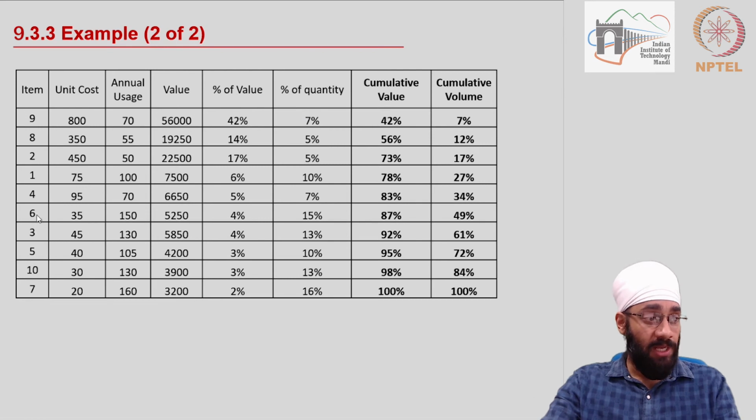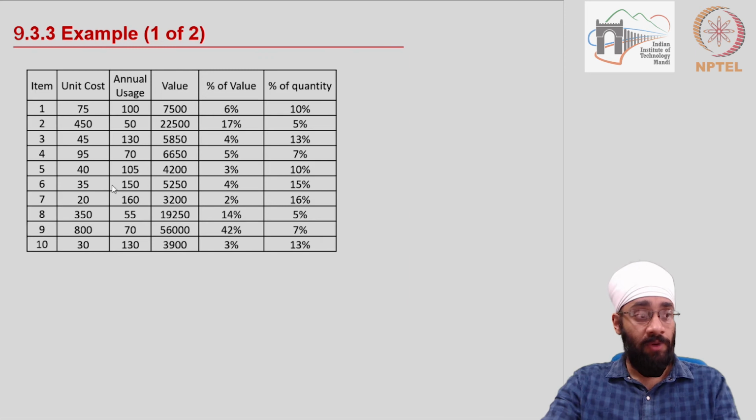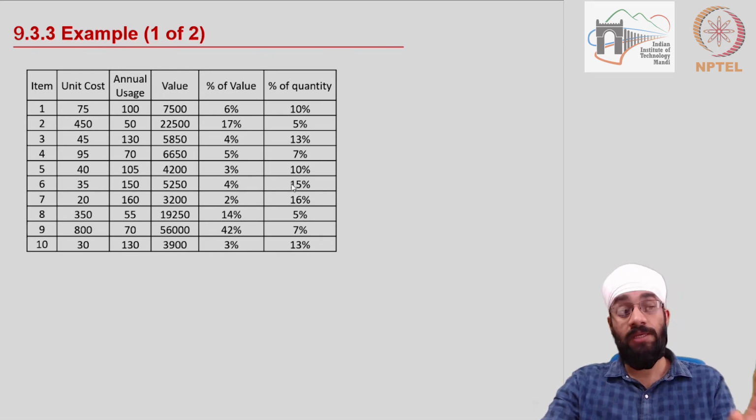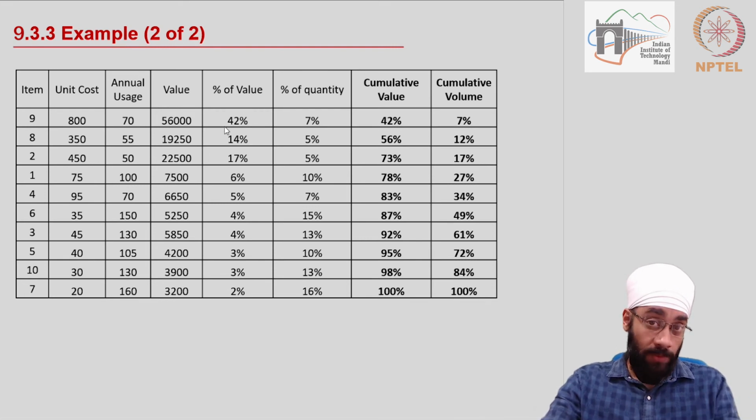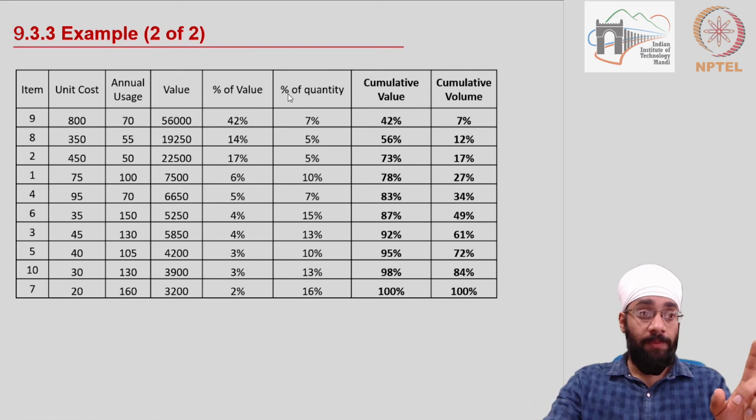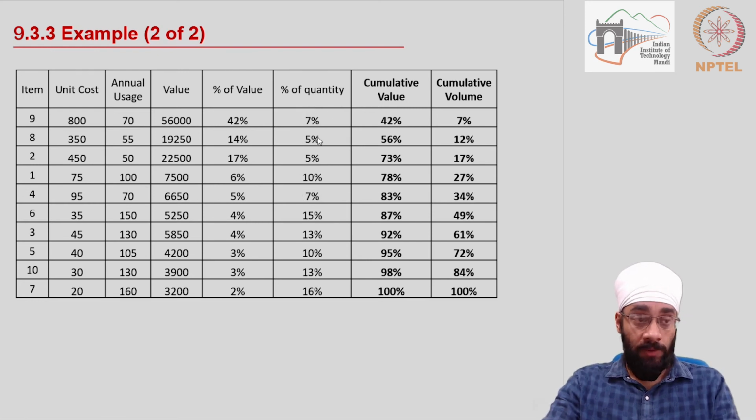Let's do another check. Let's say item 6, 4% of value and 15% of quantity. Item 6, 4% and 15%. So all I've done is just in the Excel sheet organize this better so that the stock items which contribute most to the total money, total amount blocked in the stock come at the top. And the percentage of quantity is being shown as it is. We are not doing any sorting using this column.